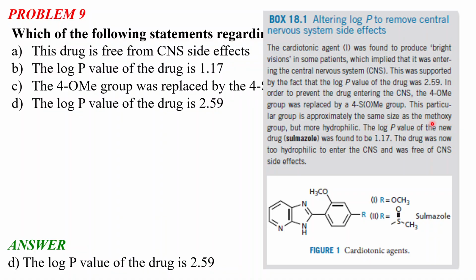This particular group is approximately the same size as the methoxy but more hydrophilic, and the log P value of the drug salmazole was found to be 1.17. The drug is now too hydrophilic to enter the CNS and is free from CNS effects. The first drug, which has R as OMe, has a log P value of 2.59. The higher the log P value, the more hydrophobic the drug is, and because of the high hydrophobicity, the drug was able to cross the blood-brain barrier and was creating issues with the central nervous system. That is why OMe is replaced by SOMe, which has a more or less similar structure to OMe but is more hydrophilic. That is why the log P value is lowered to 1.17, and now the drug is too hydrophilic to reach the CNS and is free from the CNS side effect.